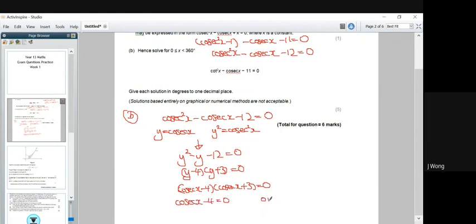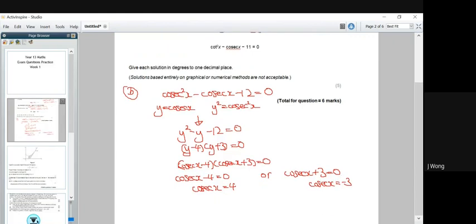Since 2 brackets multiply to equal 0, either one of them has to be 0. So either cosec x minus 4 equals 0 or cosec x plus 3 equals 0. That means cosec x equals 4 or minus 3. And then we could solve it from here. This is the process where we change it back into ordinary trigonometry expressions, where cosec x is 1 over sine x. So sine x is a quarter, and similarly here sine x is minus a third.